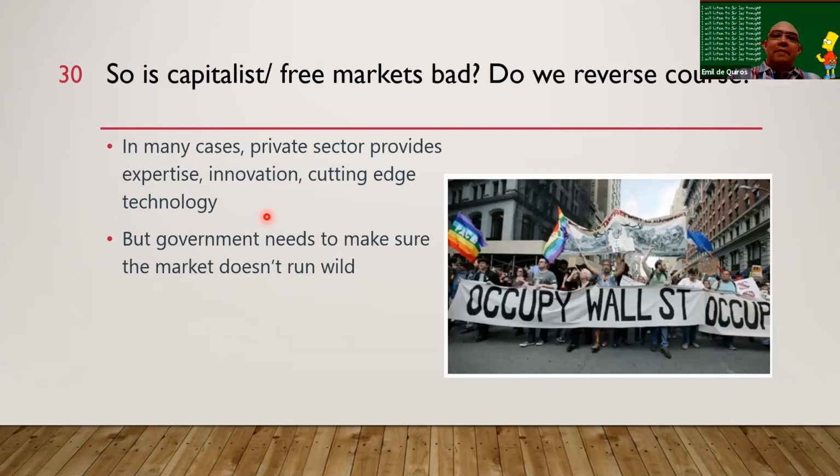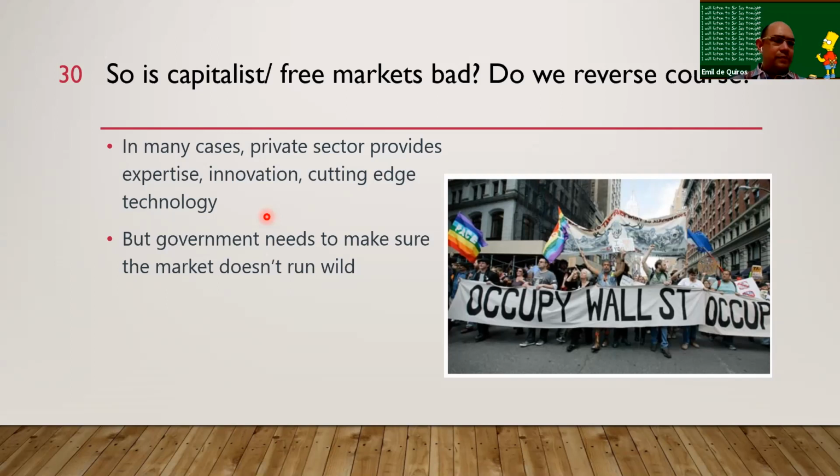So the last thing is, is capitalism bad? Should we follow the communists or socialists saying, do we reverse course? Let government take over all corporations. You've probably seen in the news a couple of years back, Occupy Wall Street. That was a response to the financial crisis. They're saying the rich are bad, capitalism is bad. It's not bad per se. In many cases, as I said, we don't have to reverse course. We don't have to kill capitalism.